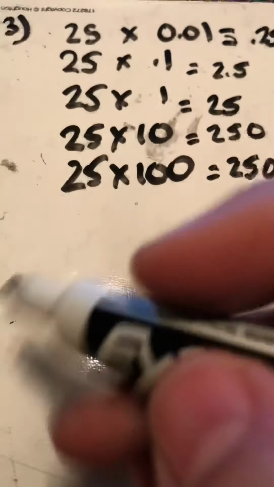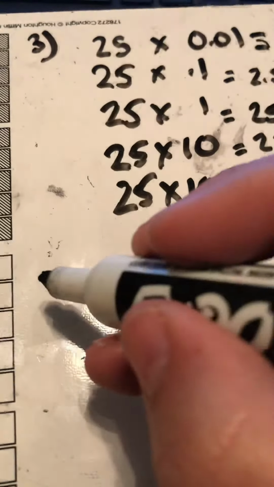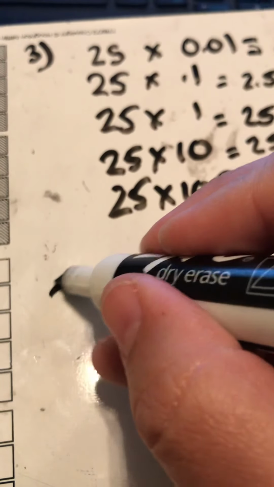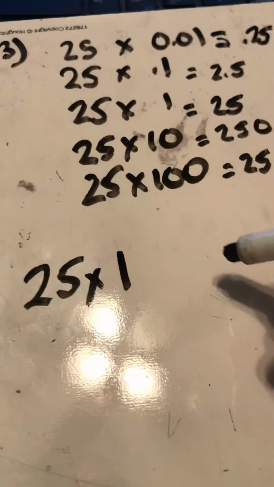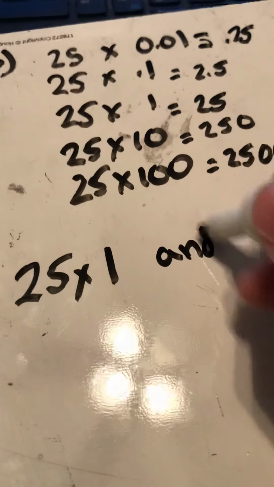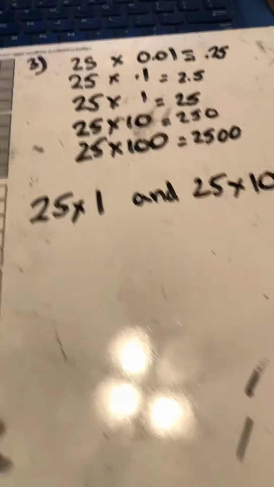What I want you to focus on is how are these two problems related? And those problems are 25 times 1 and 25 times 10. How are those two problems related?